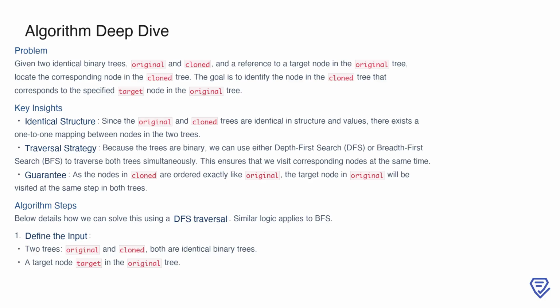To solve this, we can take advantage of this one-to-one mapping by traversing both trees simultaneously. For traversal, we can use either depth-first search, or DFS, or breadth-first search, or BFS. Since the trees are identical, the target node in the original tree will always align with the corresponding node in the clone tree during traversal. This ensures that we can easily find the corresponding clone node by visiting nodes in the same order in both trees. The algorithm can be implemented using a DFS traversal, and we'll walk through the key steps next.